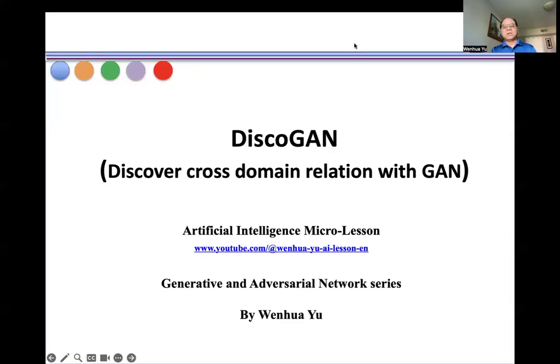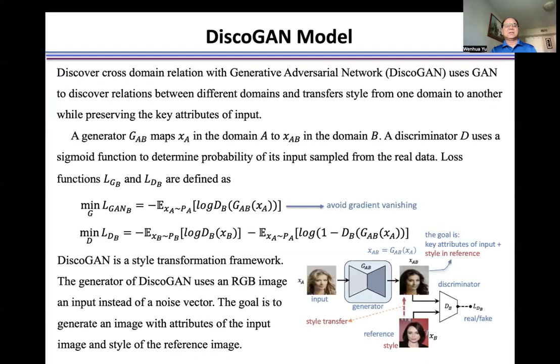In this video, I introduce DiscoGAN. Discover Cross-Domain Relations with Generative Adversarial Networks uses a GAN to discover relations between different domains and transfers the style from one domain to another, while preserving the key attributes of the input.